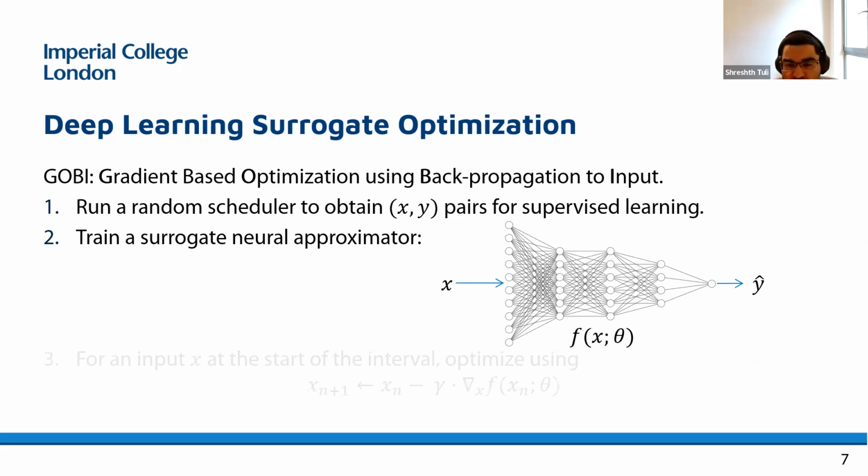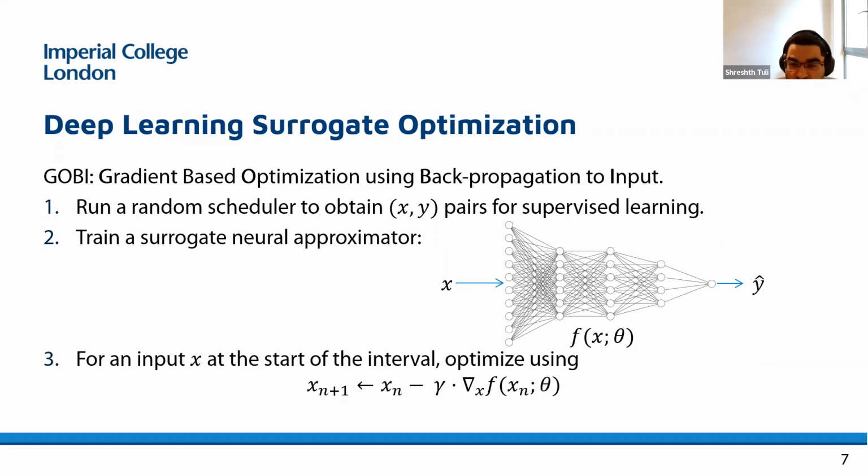And once such a model is trained, at each scheduling interval, we take the input x and optimize it using the gradients of this neural approximator with respect to x, using stochastic gradient descent or one of its variants.